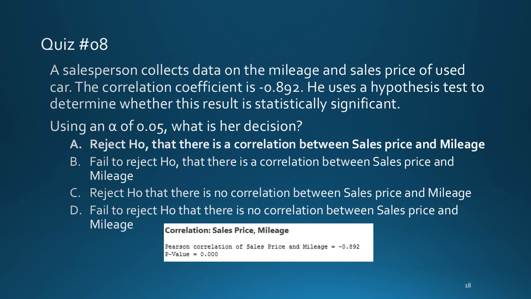The last question: the null hypothesis states that there is no relationship between mileage and sale price. Because the p-value is less than 0.05, we reject the null hypothesis and conclude there is a significant relationship between the variables. So the answer is A.